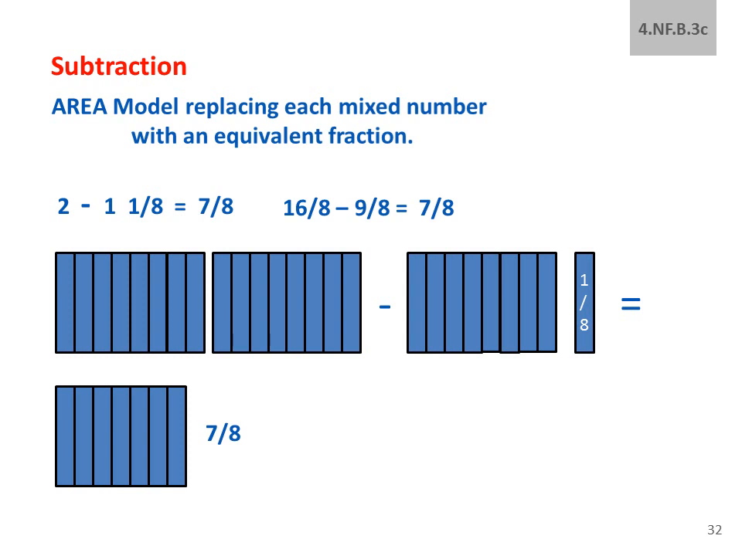Subtraction is done in the same way. Here we see an area model for subtracting 1 1/8 from 2. Each unit is expressed as 8/8, so the subtraction becomes 16/8 minus 9/8, and the result is, of course, 7/8.